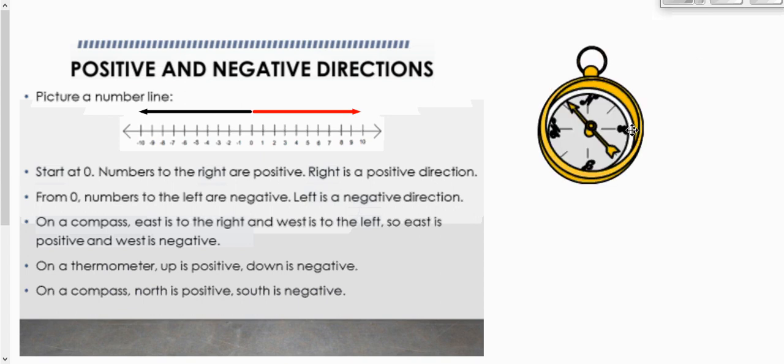On our compass, again, anytime we are moving north or east, we are moving in positive directions. If we are moving south or west, those would be considered negative directions. And on a thermometer, if we are going up and the temperature is increasing, that's considered to be positive, and if it is going down or decreasing, that is considered to be negative. So we can use positive or negative signs in science to indicate the direction of movement that we are discussing.